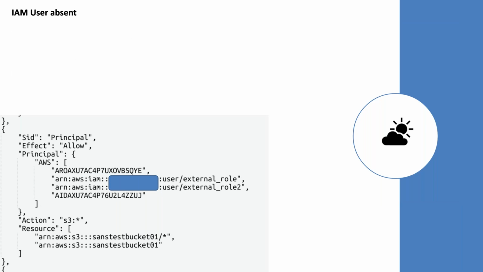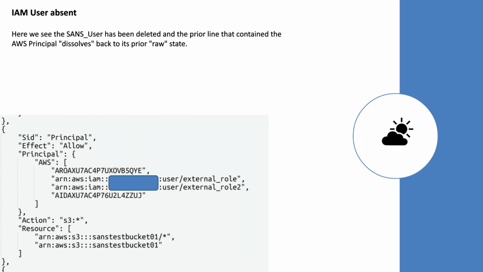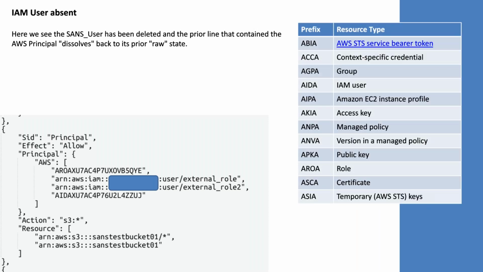But we know we deleted that principal, so we're going to walk through another type of deletion and see what that looks like. We have a SANS user on the previous chart that was there, and we've deleted it. You can see that it flows back into its raw form, that unique ID that we talked about. The prefix AIDA aligns to an IAM user. From this talk, you've already gotten the understanding of the AR prefix, and this is something I use internally in my mind when looking at policies. I look at that R, and I'm like, that's a role.